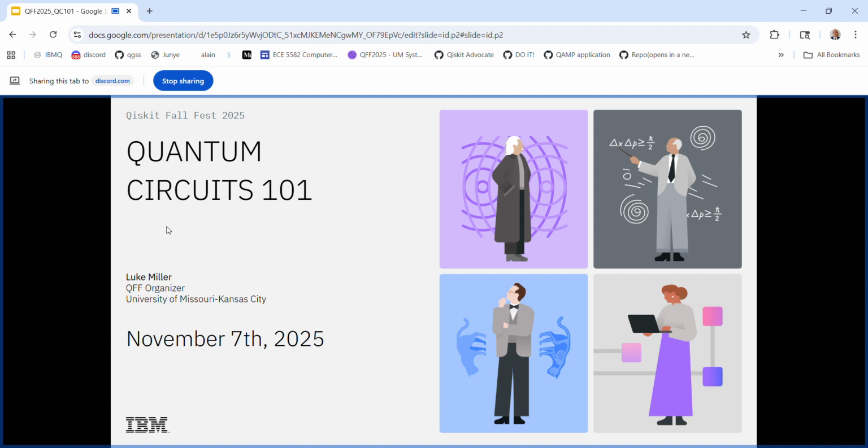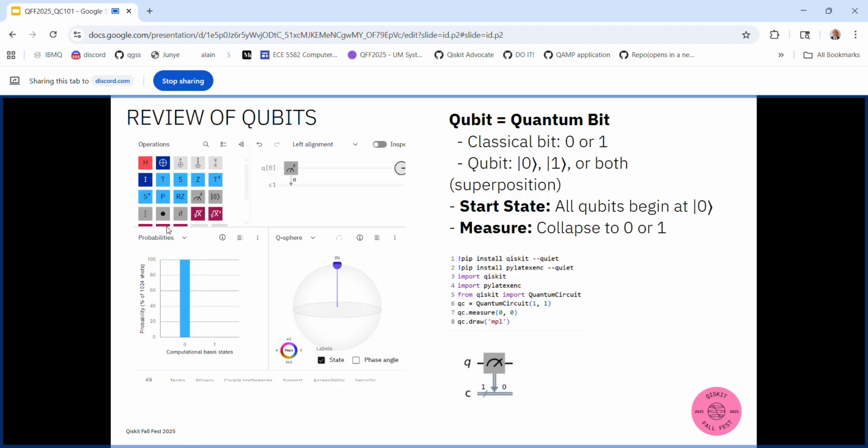So, quantum circuits 101. Yesterday we gave the barest bones of what a quantum circuit and a qubit is. Today, what we're hoping to do is to explore how we actually control these quantum circuits to enact the algorithms that we want to do.